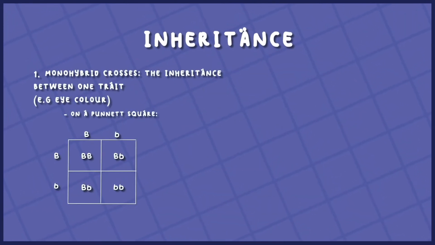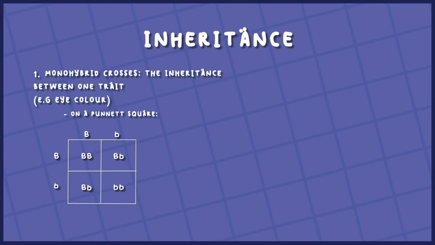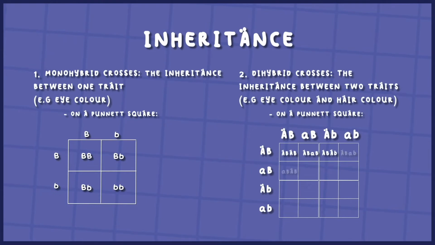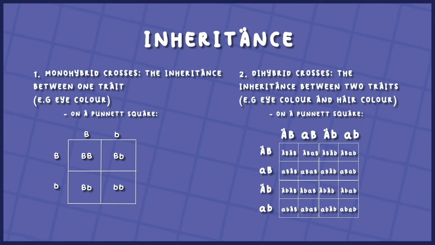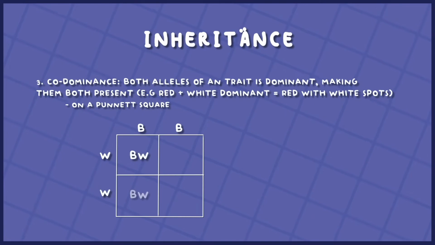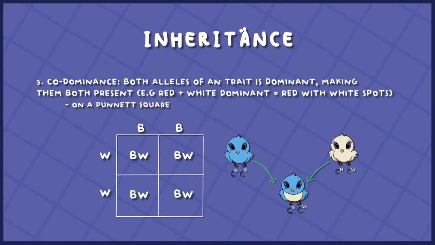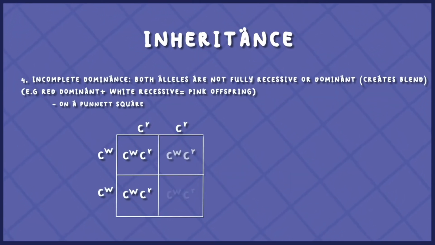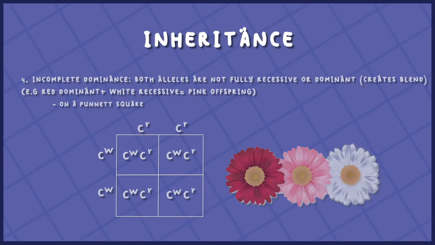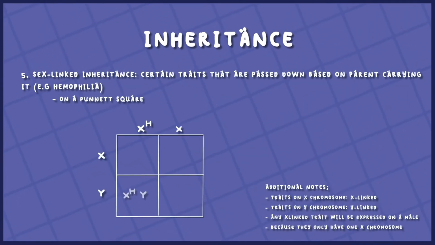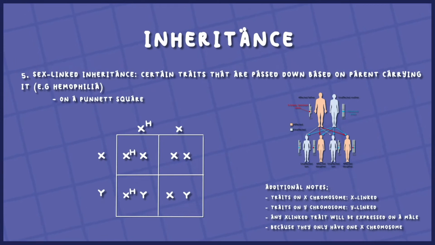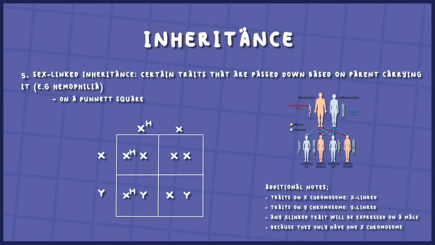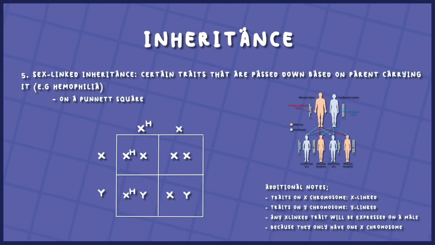Starting off with the hybrid crosses, monohybrid crosses refer to the inheritance between one trait, such as eye color, while dihybrid crosses show the inheritance between two traits, which can be eye color and hair color. Next, codominance is where both alleles of a trait are dominant, meaning that they are both present in the offspring. Incomplete dominance is where traits are not fully dominant or recessive. There is sex-linked inheritance, where certain traits are passed on depending on the sex of the parent carrying it. They can either be located on the X chromosome, making them X-linked, or on the Y chromosome, making them Y-linked.